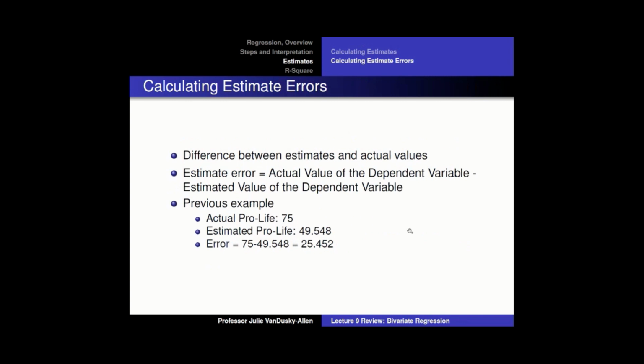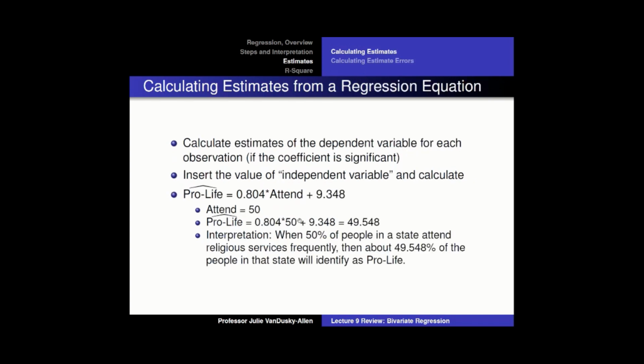You can also calculate estimate errors. That's just the difference between the estimates and the actual values of the dependent variable. So the estimate error is the actual value of the dependent variable minus the estimated value of the dependent variable. So let's go back to our previous example. Let's say there was a state where 50% of the people in the state attended religious services frequently. And based on this information, we estimate that 49.548% of the people in that state should identify as pro-life.